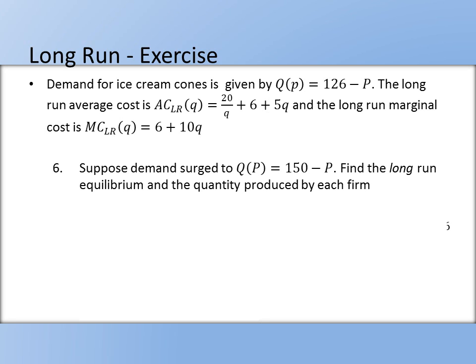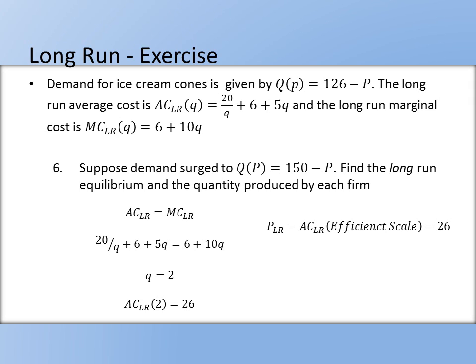Finally, let's calculate the new long-run equilibrium. If you notice, nothing has really changed. Average cost and marginal cost stayed the same in the long run. So the efficient scale is still 2, and the average cost at the lowest possible point is still 26. This means price is still 26. However, because demand has gone up, the equilibrium quantity is also higher at 124. The number of sellers goes up to adjust for this. So the number of sellers equals 124 divided by 2 equals 62.